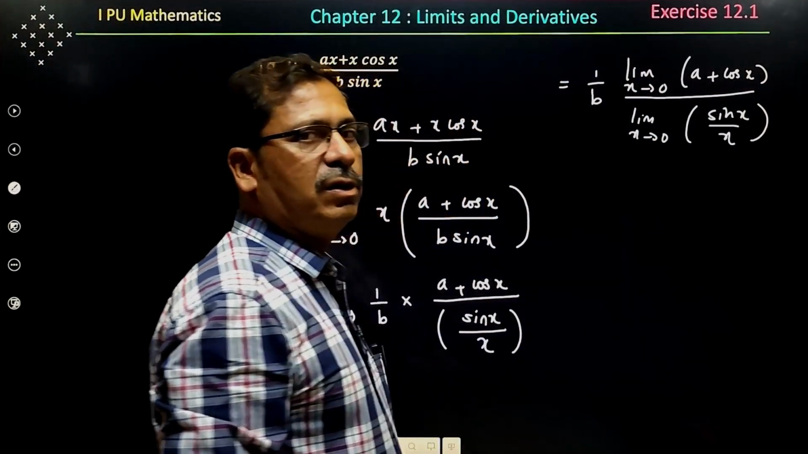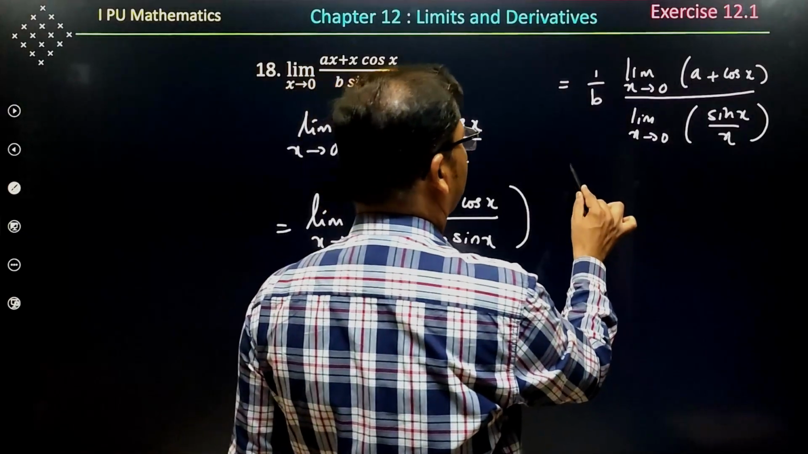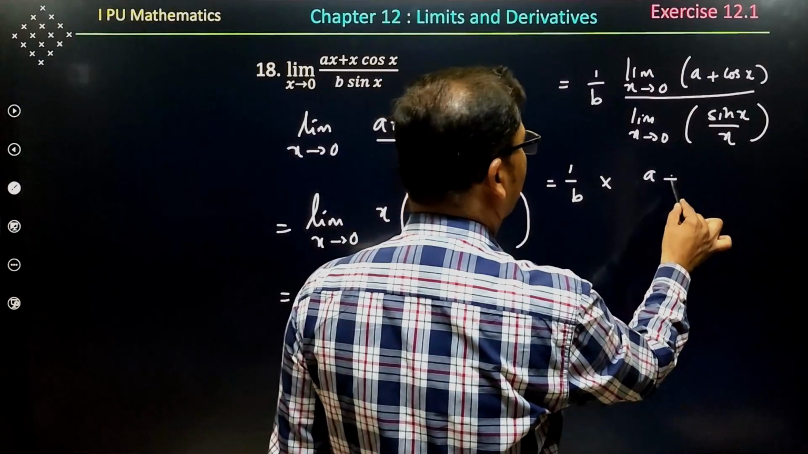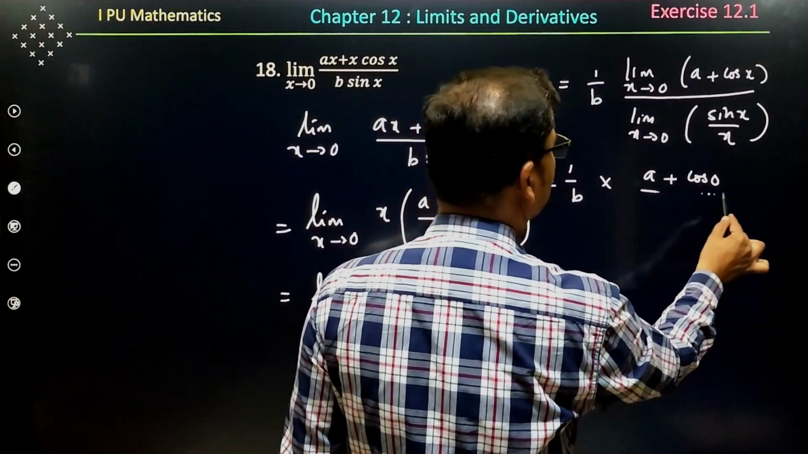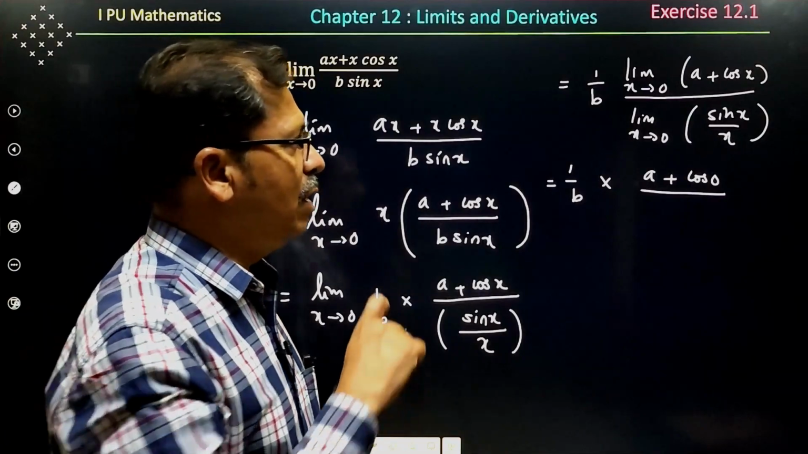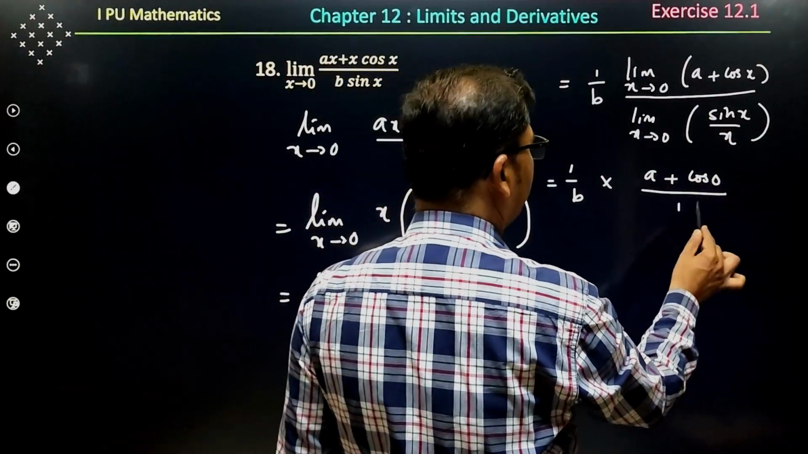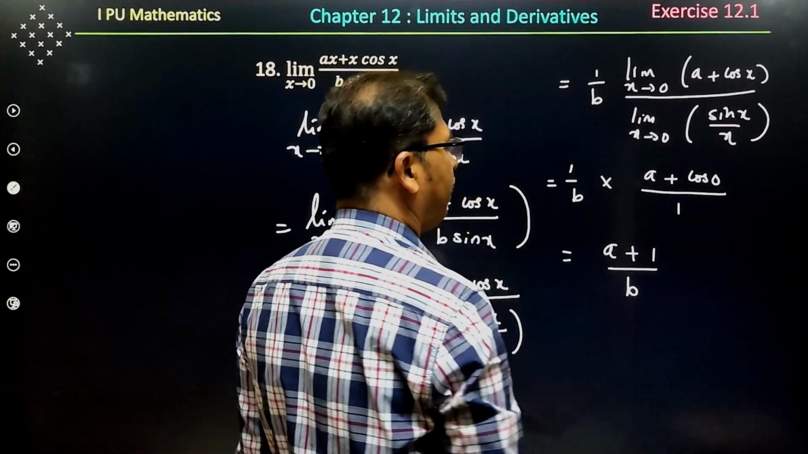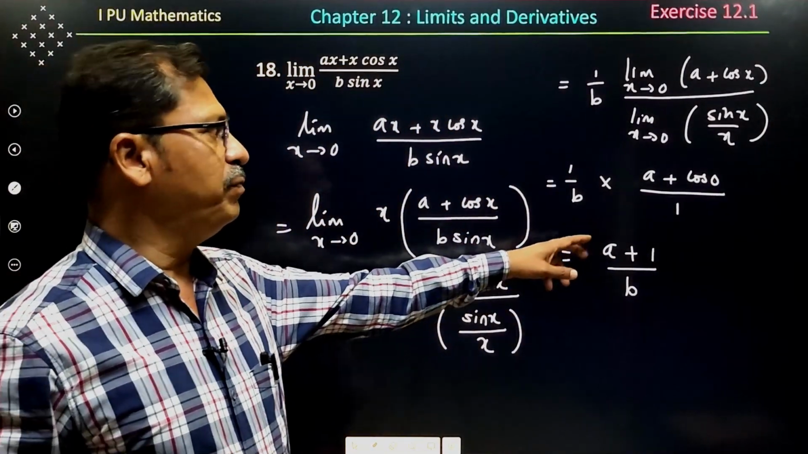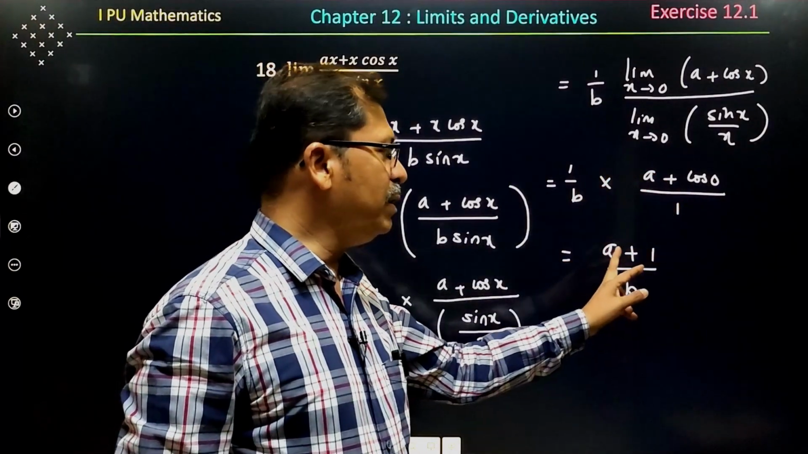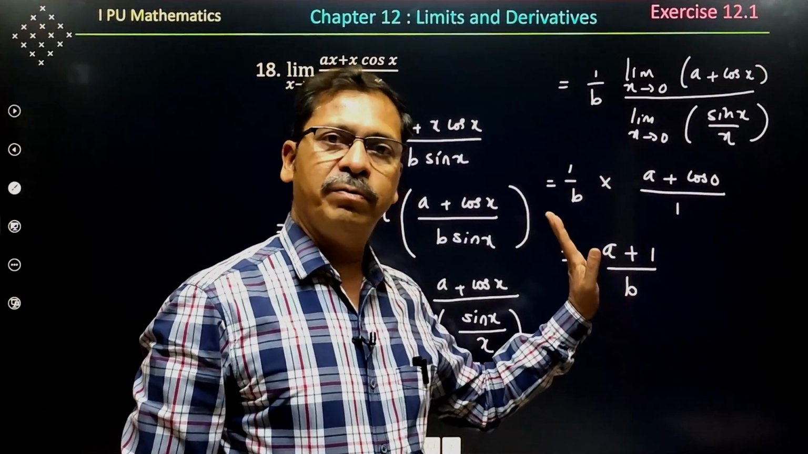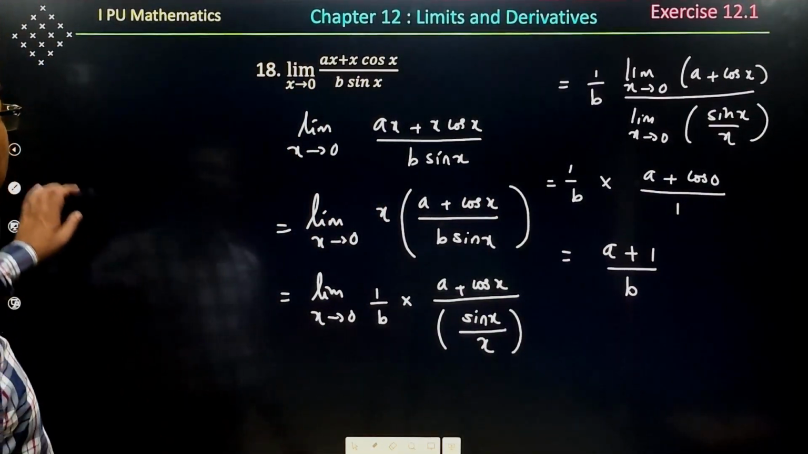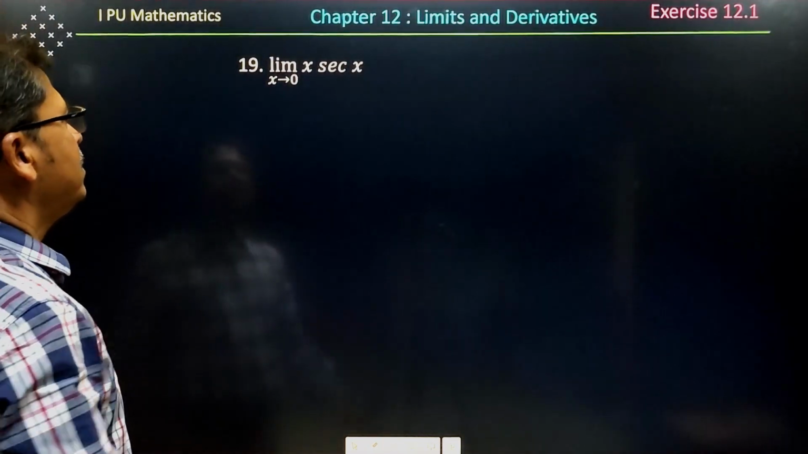So what happens? 1 upon b outside as it is, into numerator is a plus cos 0, x equal to 0 you substitute here, it will not take 0 by 0. Denominator is a standard limit, its value is 1. So this is a plus 1 whole divided by b. Cos 0 value is 1. So a plus 1 into 1 is a plus 1 only. B into 1 is b. That I have written. So this is the answer for this question. Let us move to the next question. See direct evaluation.